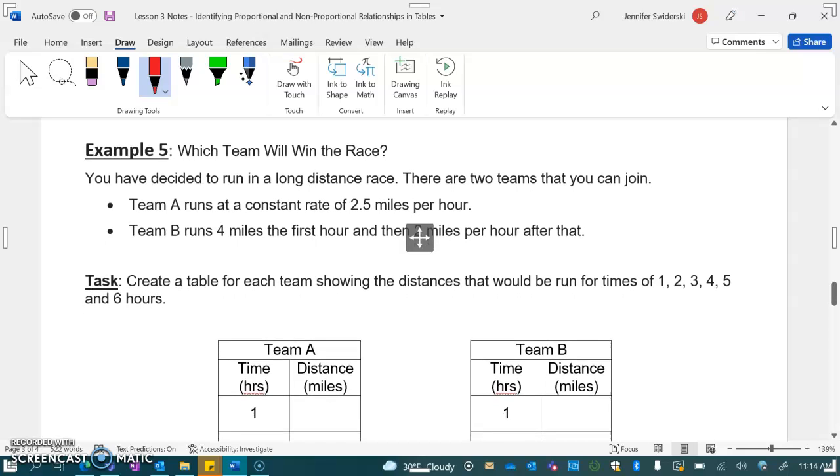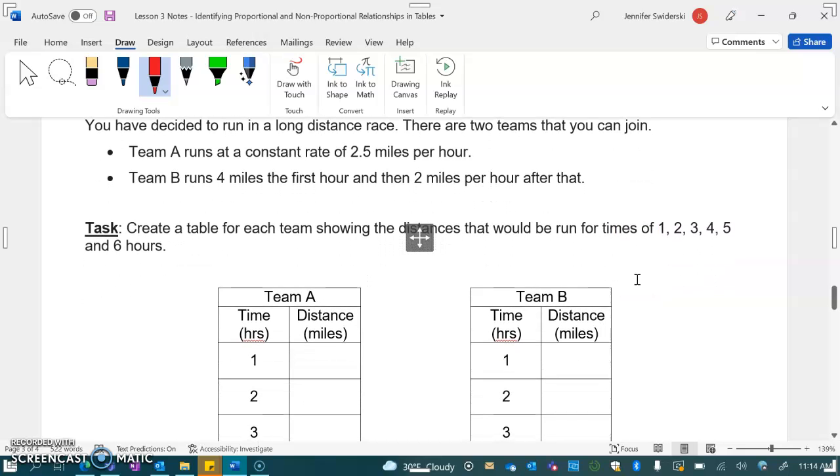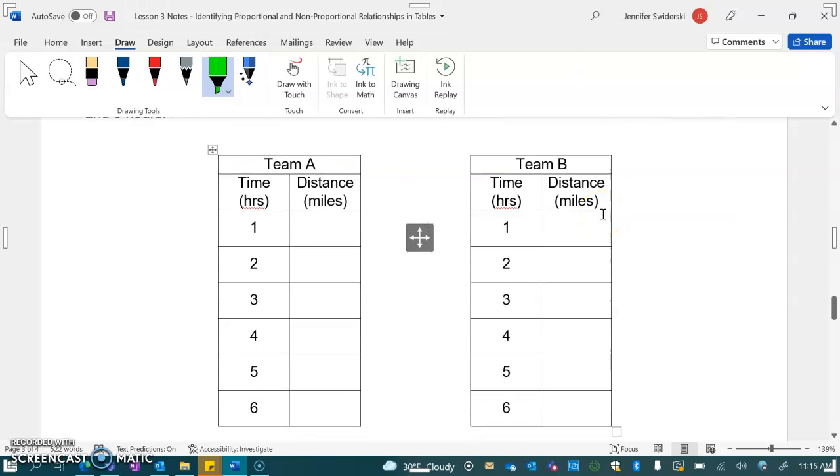Example 5 says, which team will win the race? You have decided to run in a long distance race. There are 2 teams you could join. Team A runs at a constant rate of 2.5 miles per hour. Team B runs 4 miles the first hour and then 2 miles after that every hour. So let's go ahead and fill out this information. Team A goes at 2.5 miles per hour.